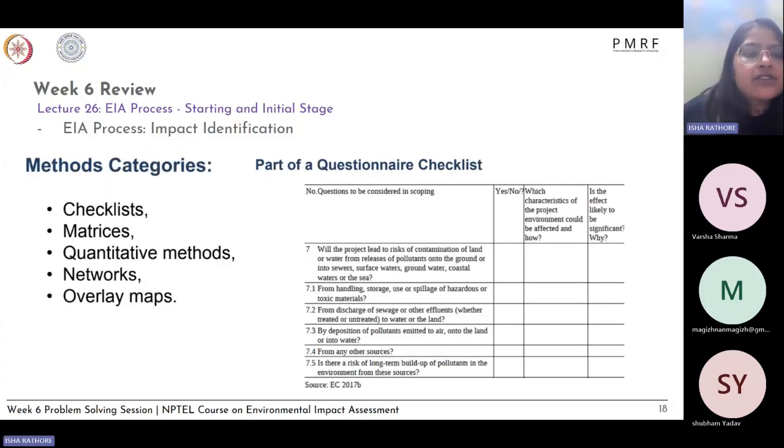Then for impact identification, we have certain methods for how you assess the impact. First, you can have a checklist kind of study undertaken with either experts or stakeholders. You can have questions on whether this project is going to lead to contamination of land or water because of the release of pollutants at any stage. These are basically questions you can answer with yes or no, and which characteristics of the project are going to be affected. So in a questionnaire form, you gather this data from the different stakeholders as well as experts. So that is the first one, which is the checklist.